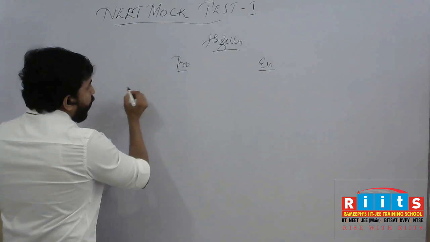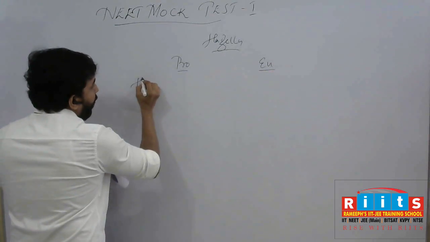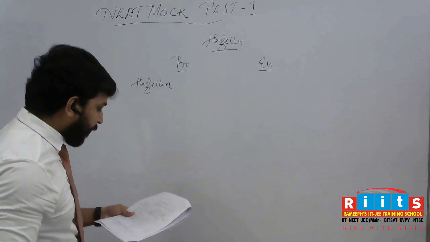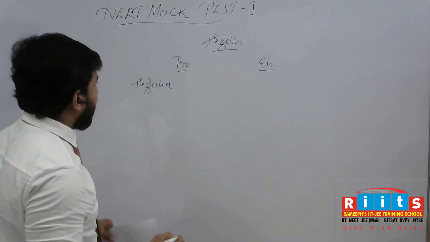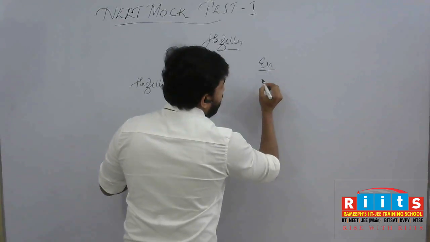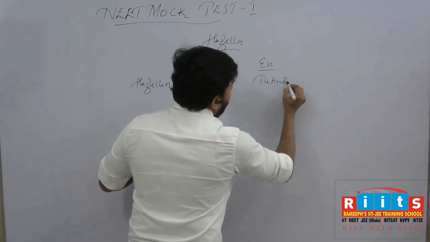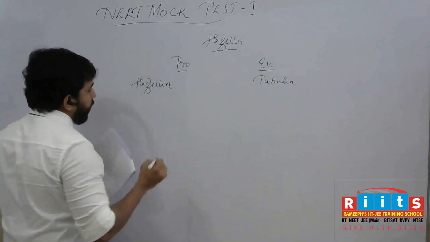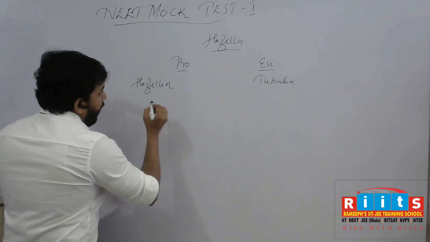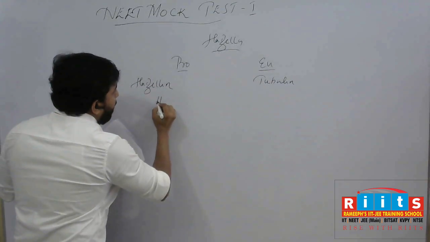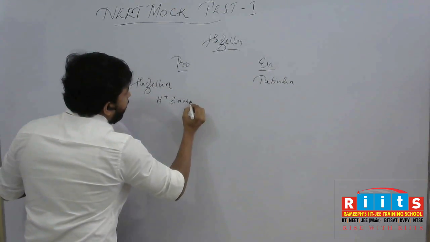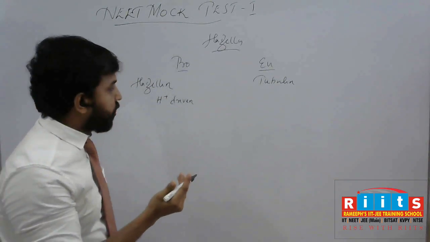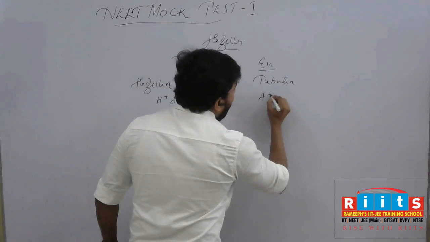In the case of prokaryotes, flagella is made up of a protein called flagellin. But in the case of eukaryotes, flagella is made up of a protein called tubulin. That's the first difference. In prokaryotes, flagella is usually proton driven; flagella moves with the help of protons as the energy source. Eukaryotic flagella moves with the help of ATP.